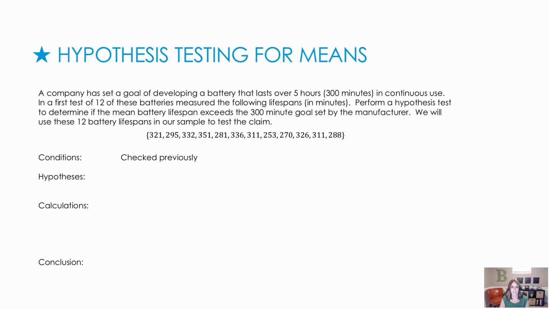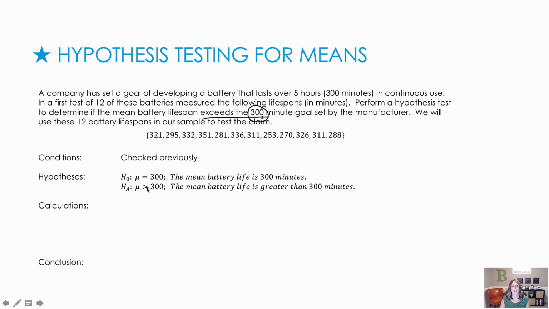For the hypotheses, remember that I'm looking for, does this exceed the 300-minute goal? So my null hypothesis should be that it is exactly 300, and my alternative is that it's going to be greater than that, because that's what we're testing. So remember, null is always equal to, and it's always whatever it previously has been, that nothing has changed.